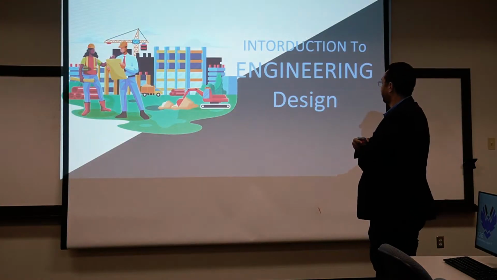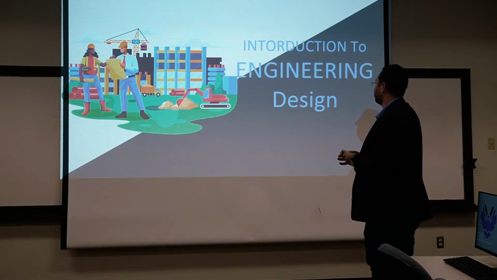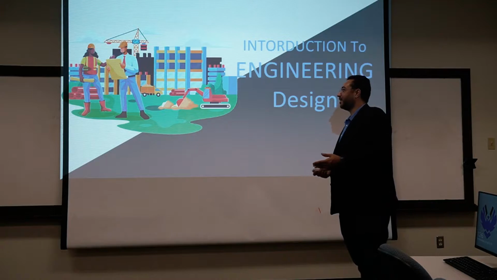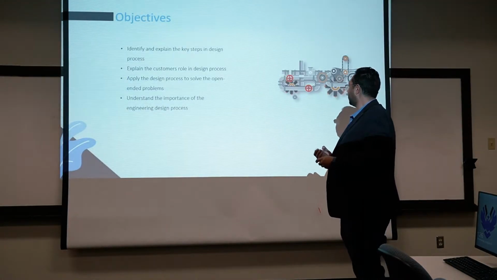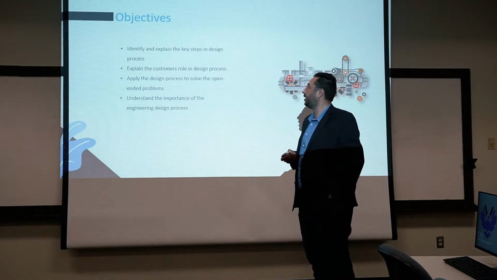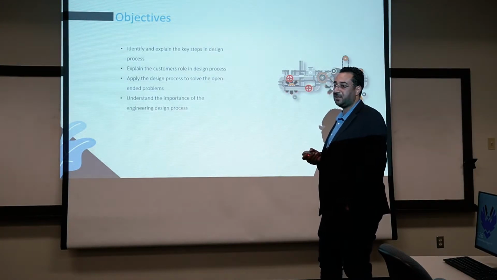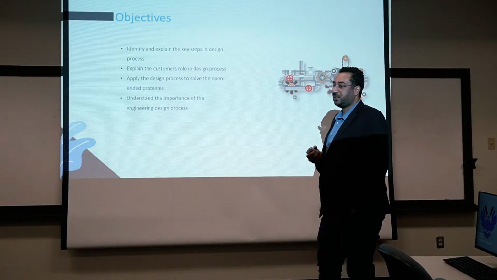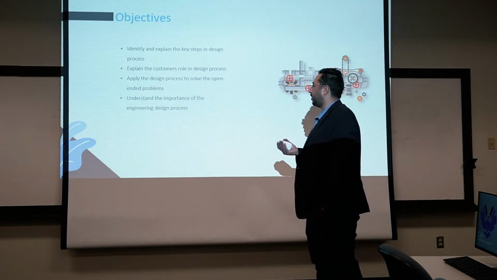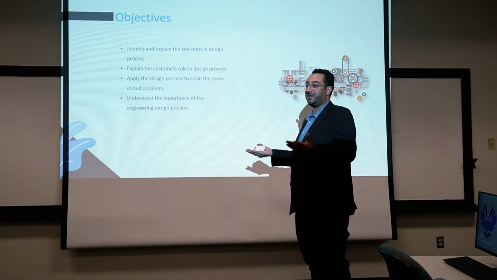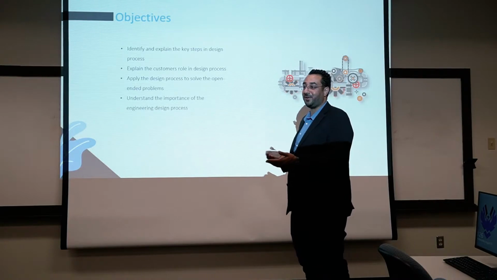So we're still in our course, but today we'll talk about Introduction to Engineering Design. There's engineering and there's design. Objectives for this chapter would be: you identify and explain the key steps in the design process. Second, you need to explain what is the customer's role in the design process. Where is the importance of the customer in the design process? Why is the customer there? We thought the design process is about engineering and engineers.